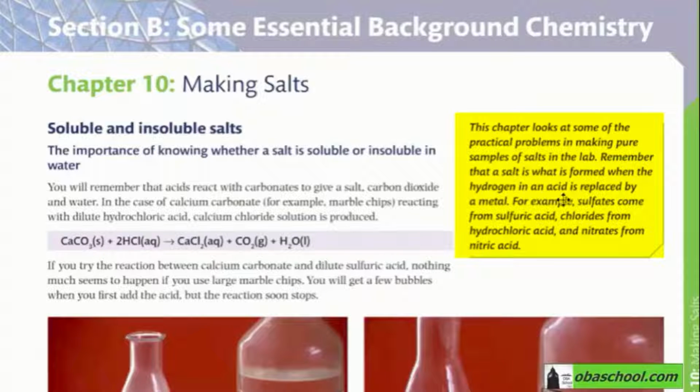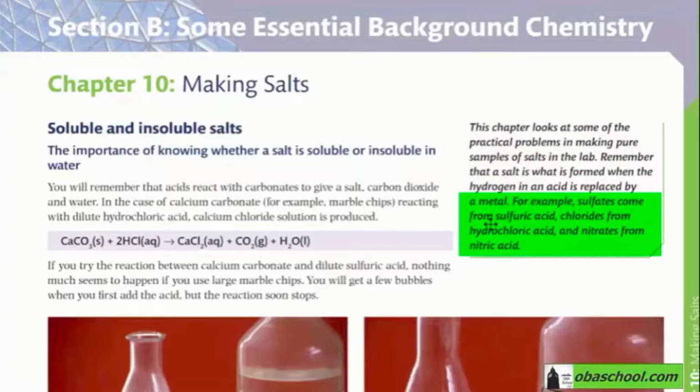Remember that a salt is what is formed when the hydrogen in an acid is replaced by a metal. For example, sulfates come from sulfuric acid, chlorides from hydrochloric acid, and nitrates from nitric acid. So in this chapter, we'll talk about some of the problems we encounter while making salts.